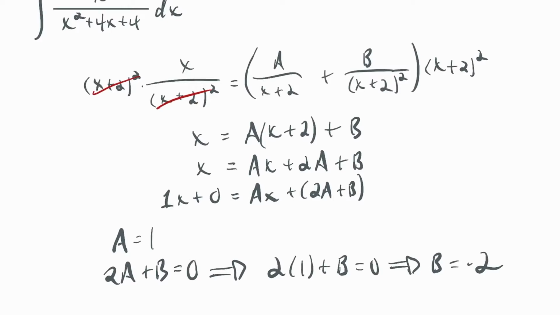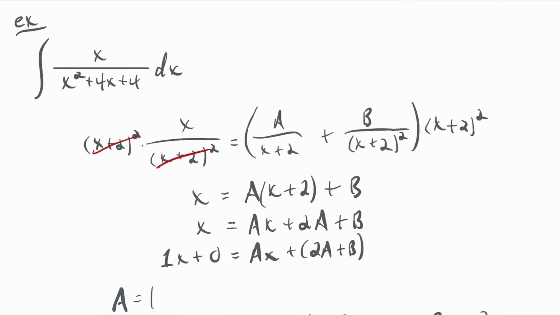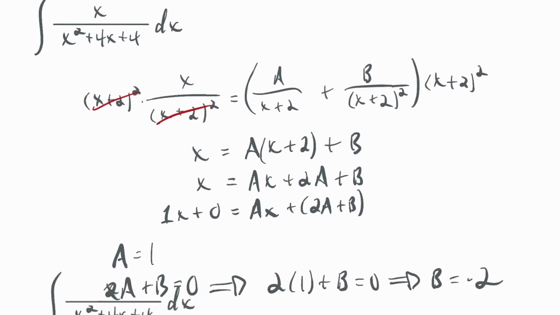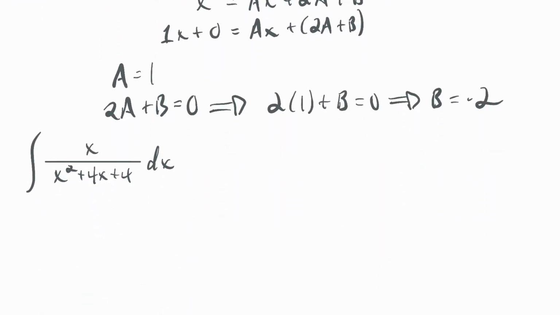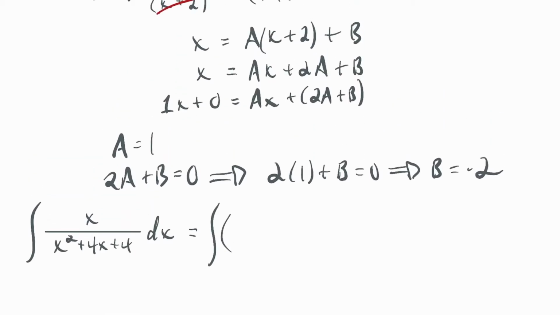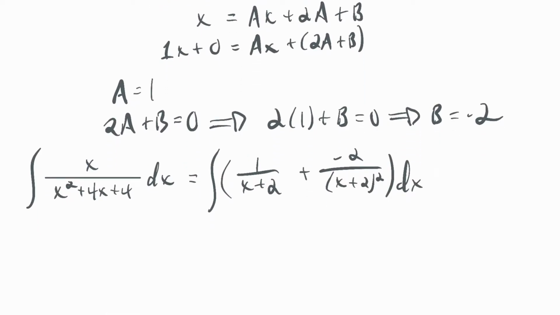So that means that my integral, and I guess I can just copy paste it down here, equals the integral of, a was 1, so 1 over x plus 2 plus -2 over x plus 2 squared dx. Okay. So notice for both of these, I'm going to use a substitution. Here, I could say u equals x plus 2. And here, I would do the same substitution.